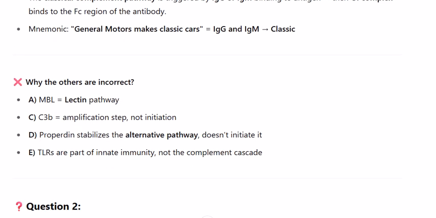Why the others are incorrect? A. MBL equals lectin pathway. C. C3b equals amplification step, not initiation. D. Properdin stabilizes the alternative pathway, it doesn't initiate it. E. TLRs are part of innate immunity, not the complement cascade.